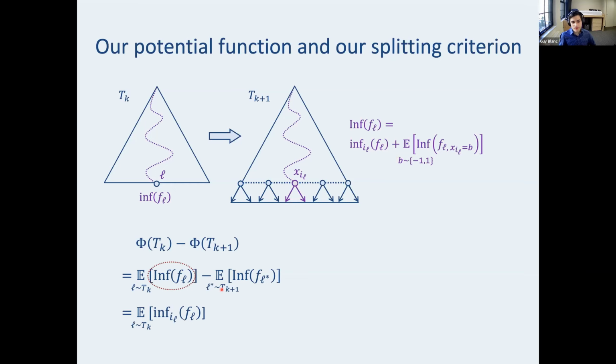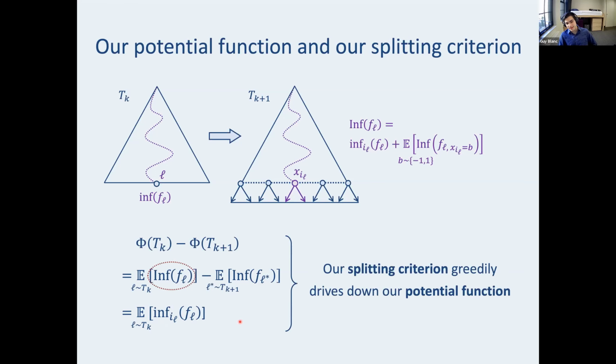Okay, so if we just average this over all leaves, we get that the decrease in potential is exactly the average influence of a variable we queried. So the conclusion we can make from this is maybe a chicken and egg problem. Instead of designing our splitting criterion first and then finding the potential function, we could have designed the potential function to be this average total influence. And then our splitting criterion is just greedily choosing the variable at each step that decreases the potential function the most. And the amount it's decreasing it by is exactly this influence, which makes things easy to work with.